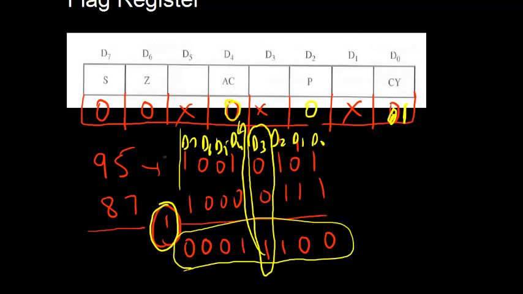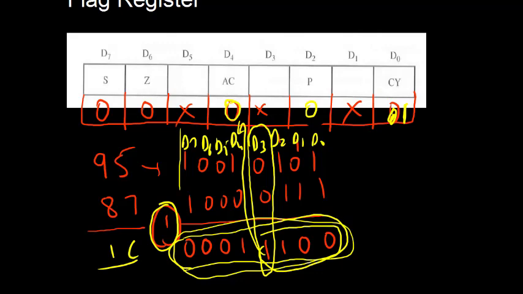Now regarding the zero flag, this result is not a 0 result. What result we are getting is 1 1 0 0, which is C, and 0 0 0 1 is 1. So the answer is 1C, which is not 0. Because the result is non-zero, this is 0. If the result is 0, then it is set.